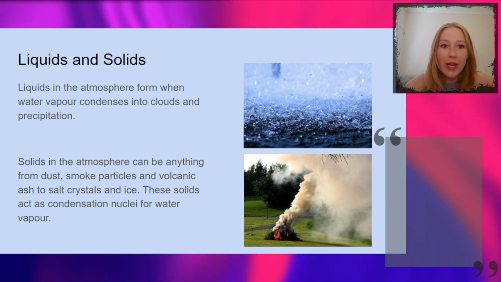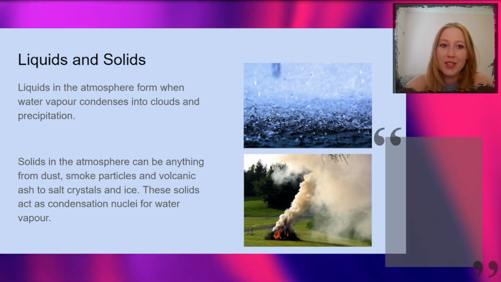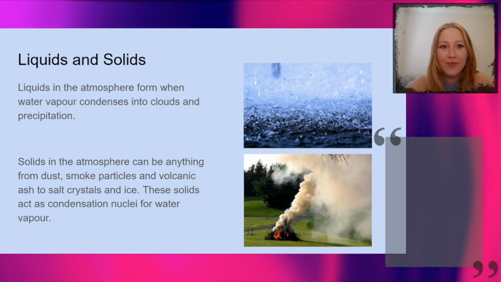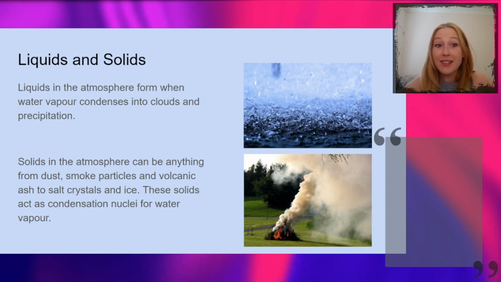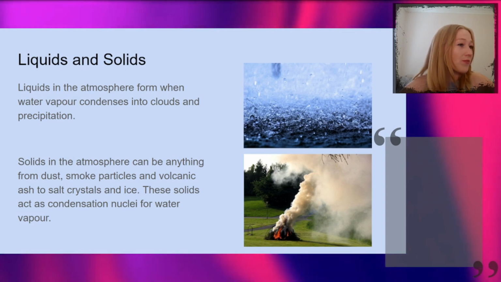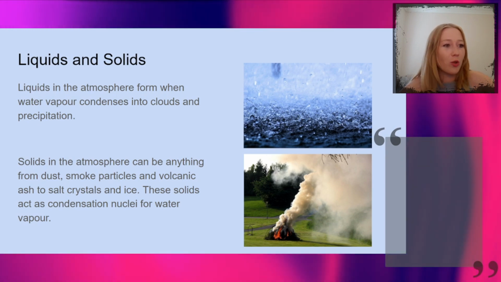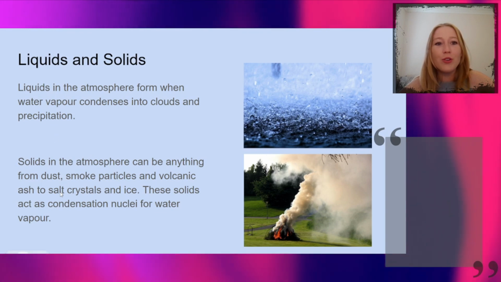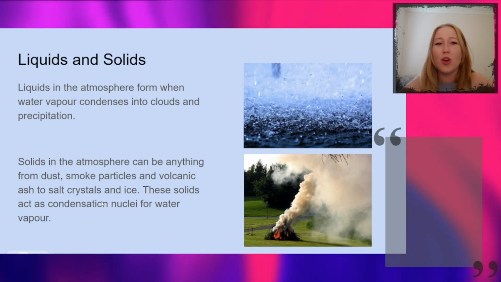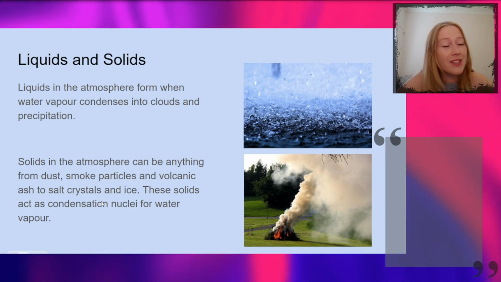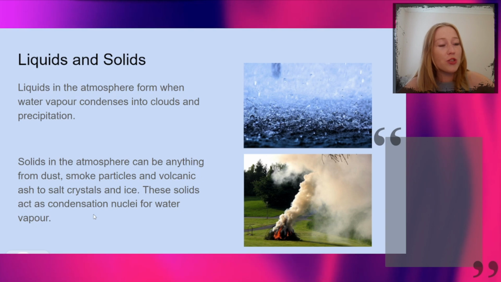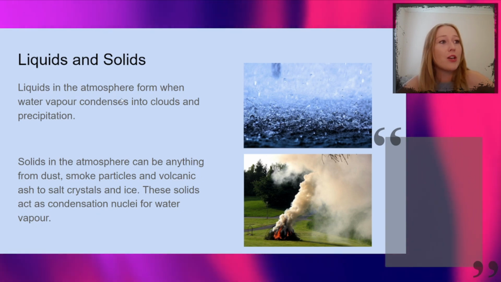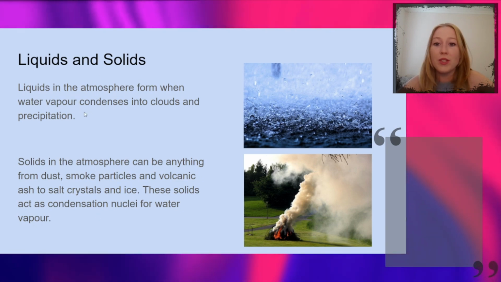If the clouds get too heavy, it would rain or fall from the sky, then we get precipitation. Solids can be ice or smoke or dust, or I like the salt crystals that obviously come from the ocean. You have so many different types of solids in the atmosphere, and they are quite important because they do act as condensation nuclei for the water vapor.